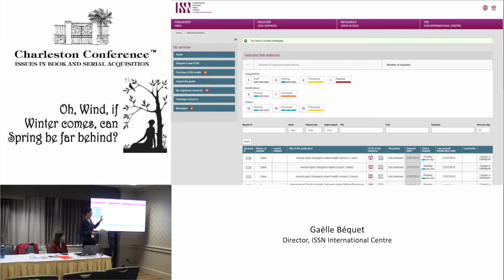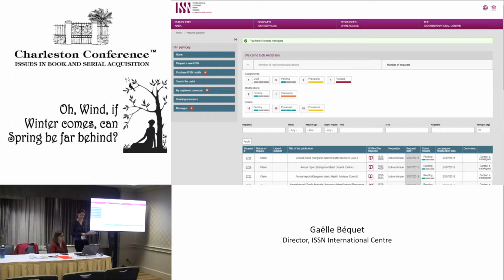So although it's based on the same features, on the same functionality, the publishers, I mean, Wiley or Taylor and Francis, they have their own ID and password, they can connect, but they don't have all the same services. They only have services which are related to transfer, okay? So although it's the same interface, they don't have the possibility to request an ISSN, because we don't deal with them on a regular basis. They go to the US ISSN Center. But it was more convenient to create accounts for these transfer publishers. So we used the same interface, and the only functionality they can use is claim a resource.